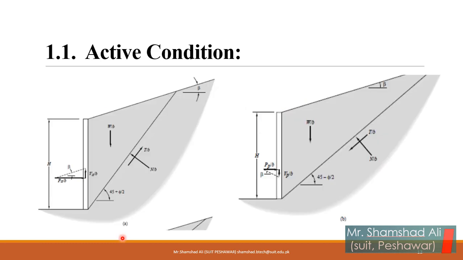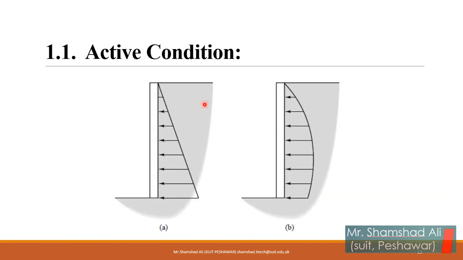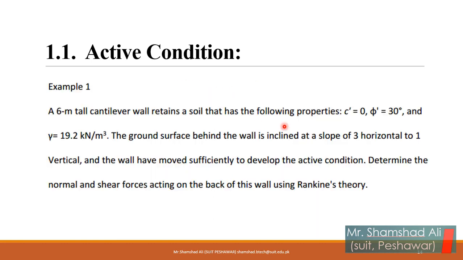Okay, now here we have this kind of figure. This is basically the weight per unit length. This is the shear. This is the PA divided by B, and this is the tension. This is the normal stress, and this is the beta. Same in this diagram, this is the distribution. This is the theoretical distribution, and this is the actual distribution.